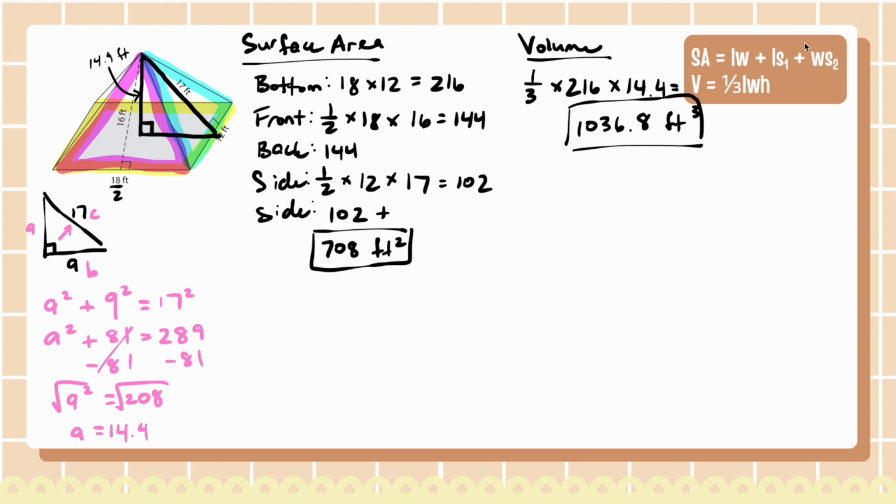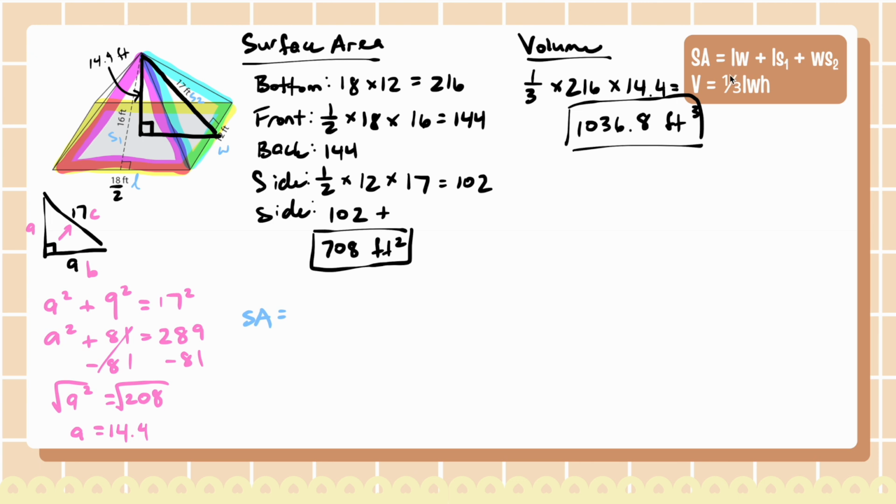All right, now let's try applying these formulas over here. So we're going to start off with surface area, and I want to label each of my dimensions. This length right here is our L, and that's going to be the full 18. This length right here is going to be our width. And then these two slanted lengths are going to be the slant heights. So here I have slant height 1, S1. Here is S2. And now we have enough information to plug it in.